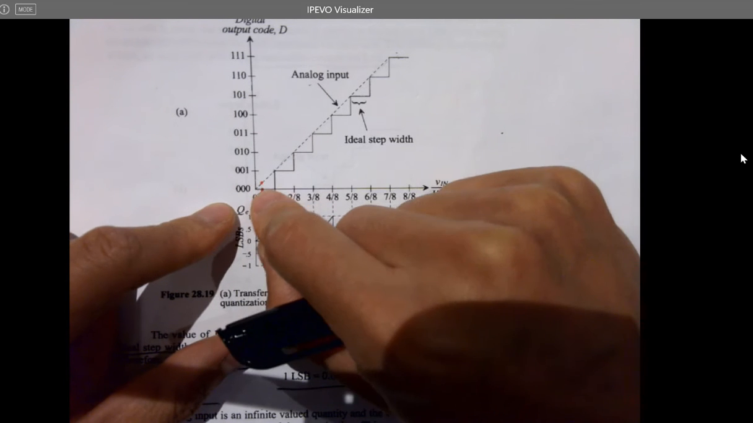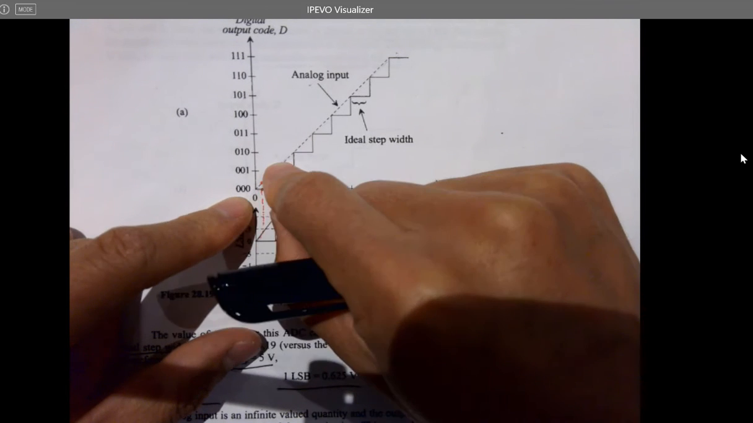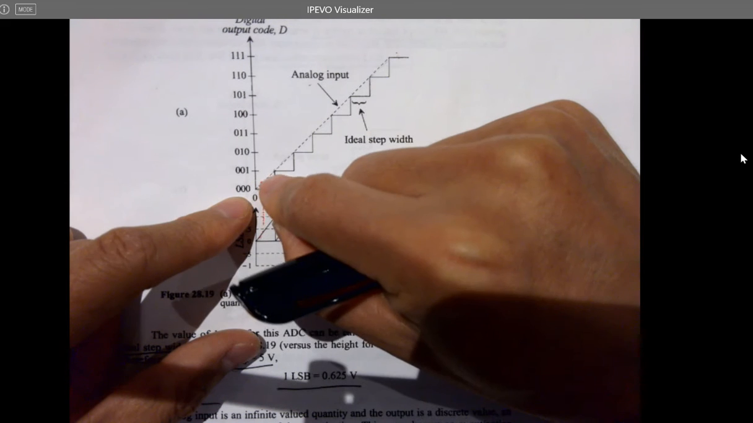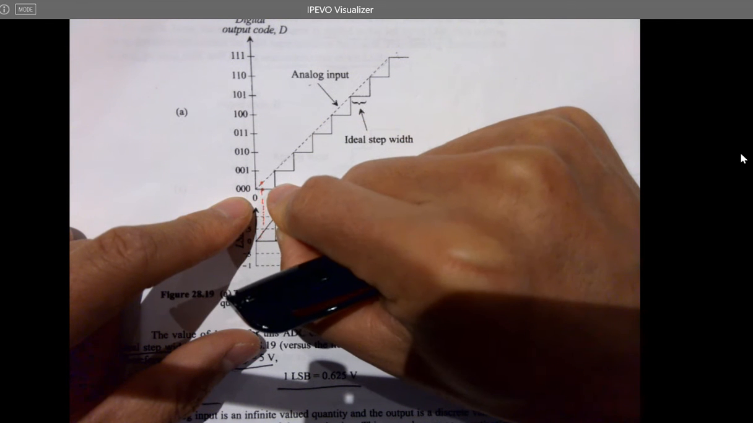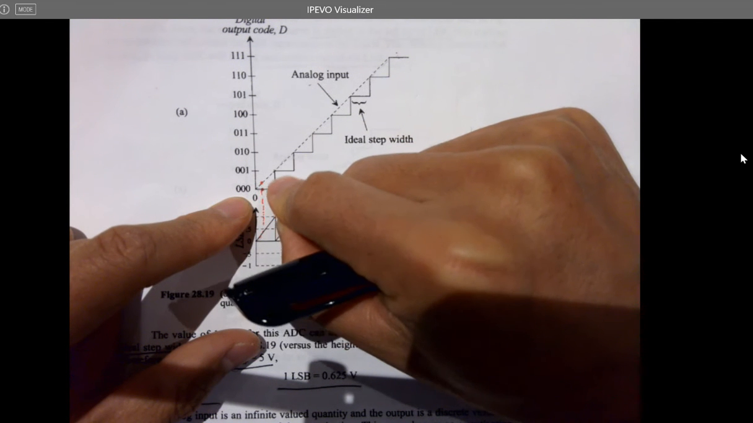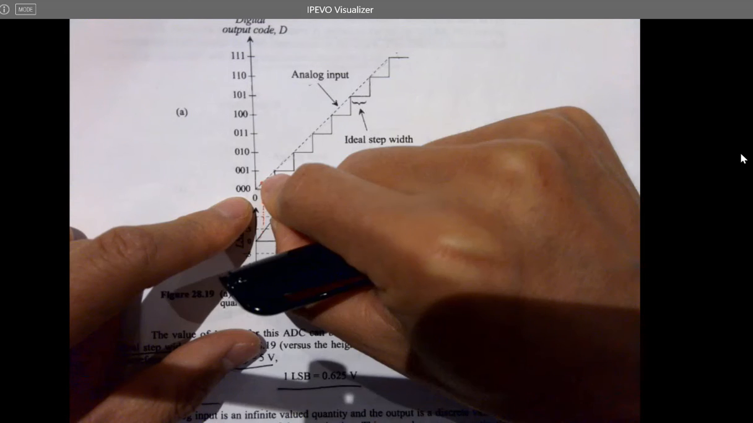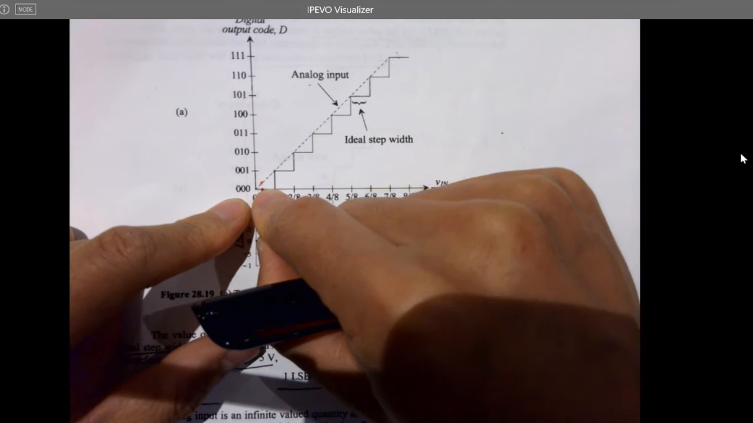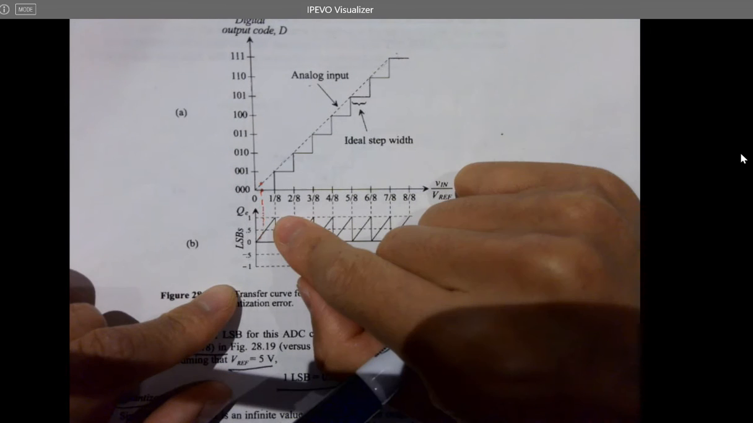Because you can see when it's at 0, 0 minus 0 is 0. However, when the ideal curve is increasing but the output is not increasing, you can see the gap between the dashed line and the flat line is getting larger and larger. So you can imagine the quantization error, which is the ideal line minus the actual output of the ADC, is going to increase. It's going to be a linear line. So that's why it happens like this.